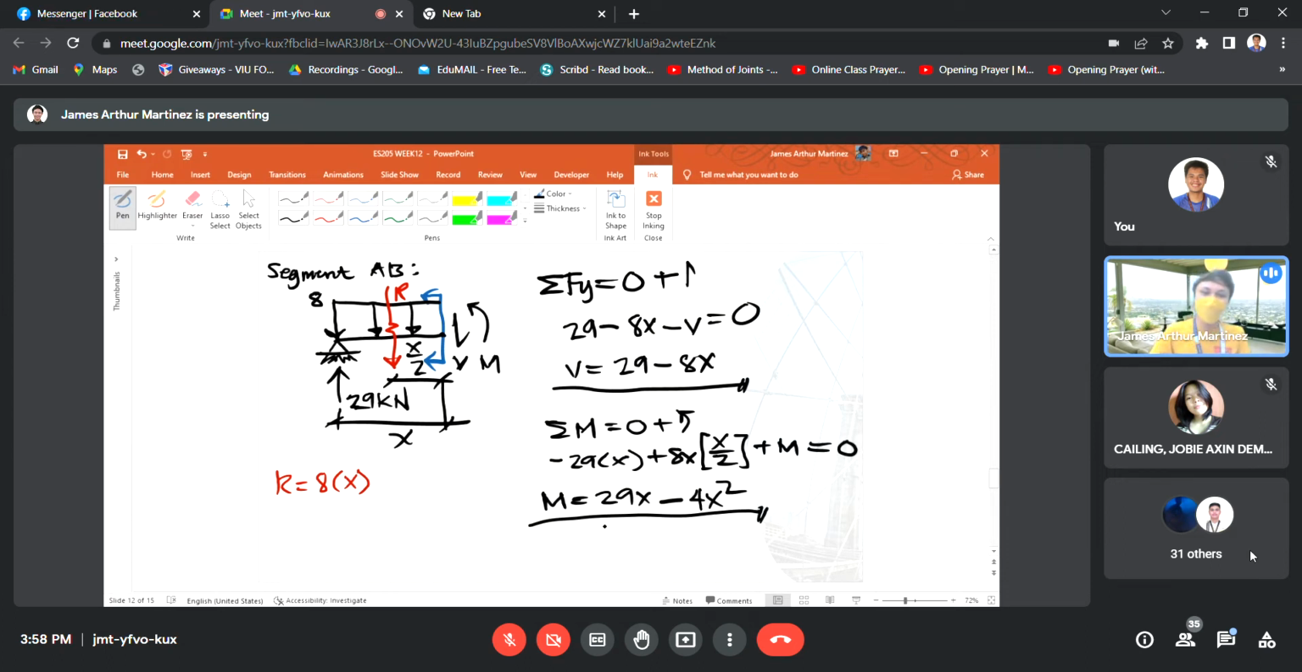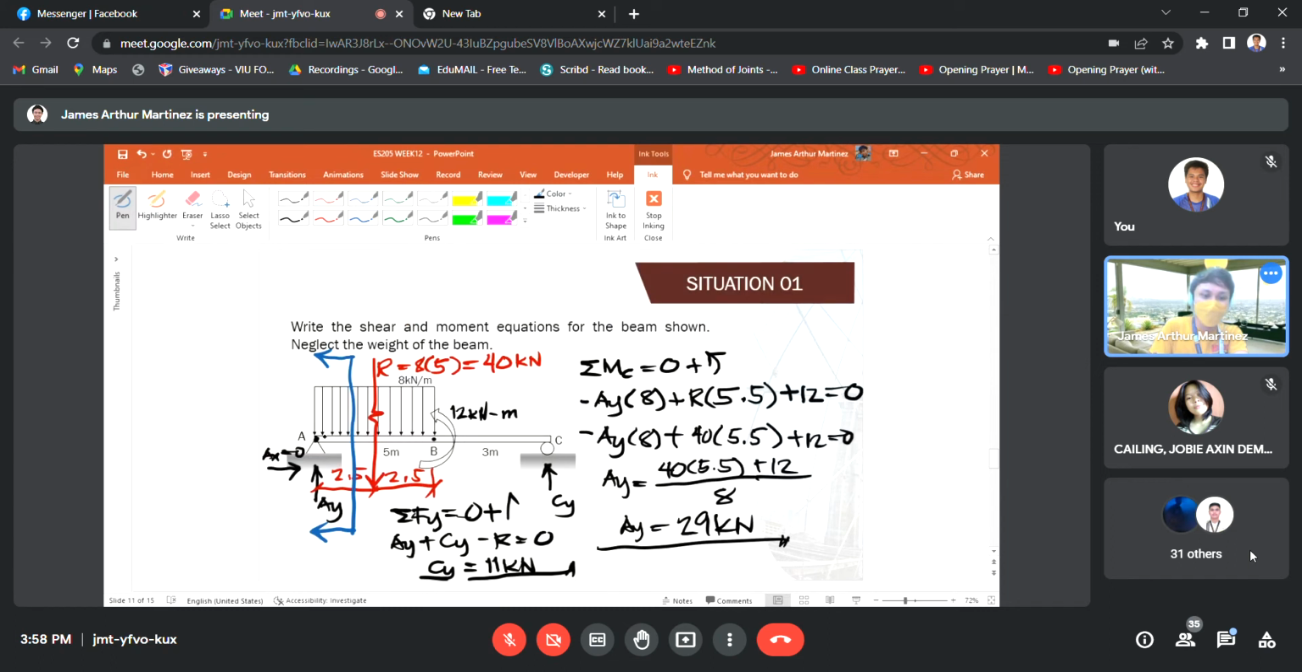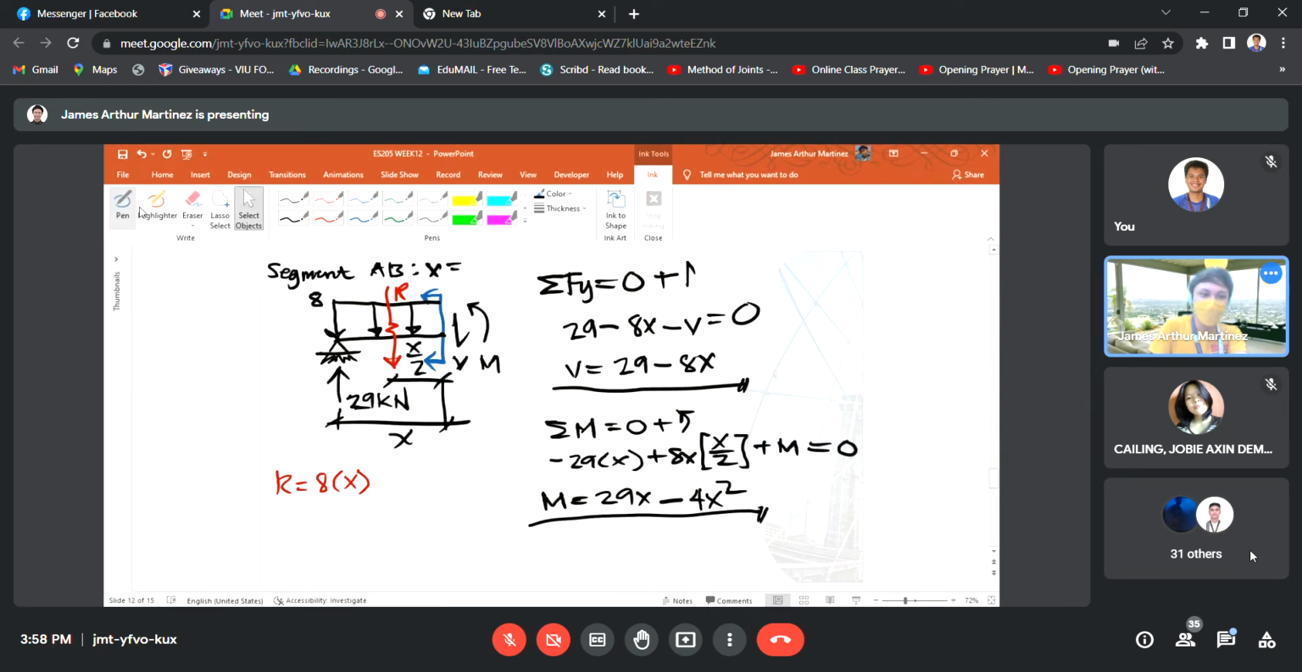So meaning class, your values of x in this equation should only be limited to the value of x from the reference point up to point B. Meaning, in terms of distance, that is 0 to 5. Nasabtan, ha? Naka-follow ba?